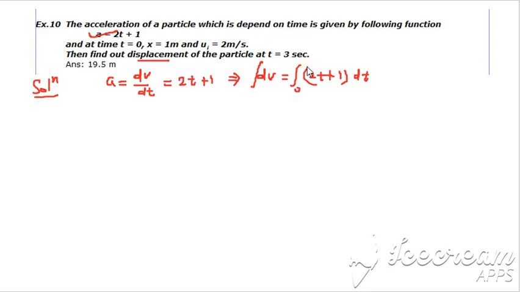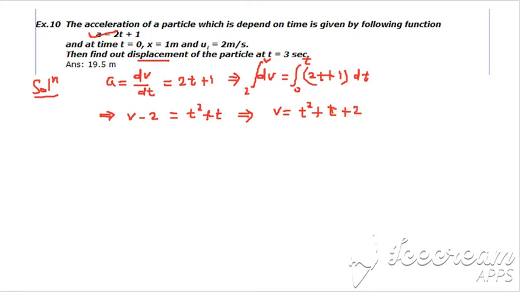Initial time is 0, later on time is t. Initial velocity is 2, later on velocity, let's say, is v. So this will lead to a simplified version: v minus 2 is equal to t square plus t. So from here the velocity at any moment of time can be given as, sorry, t square plus t plus 2.